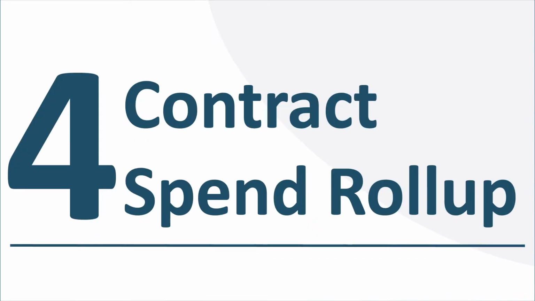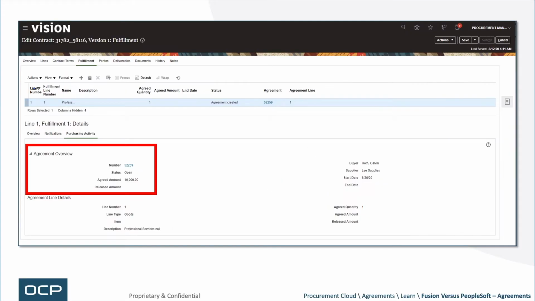So next up, we talked about this a little bit, but I'll reiterate it. Contract spend roll-up. What you see here is a contract, and the contract links to the agreement as we talked about. But when you go to the purchasing activity page, and you have something similar in terms of activity on your procurement contract, this allows you to see that roll up. I don't have a released amount in this particular image, but similar to what you would see in PeopleSoft, it also allows you to click through and see that released amount.